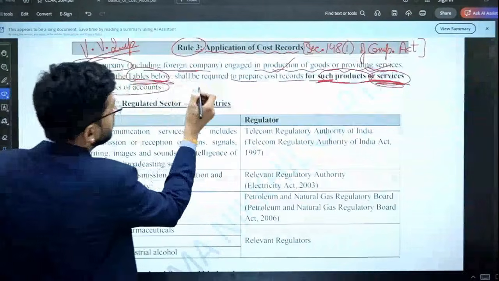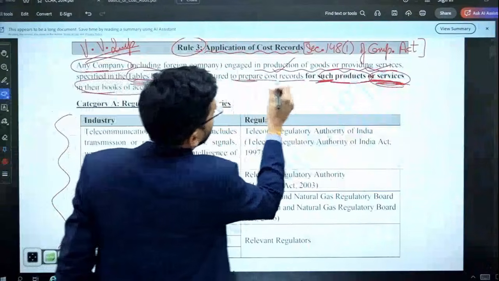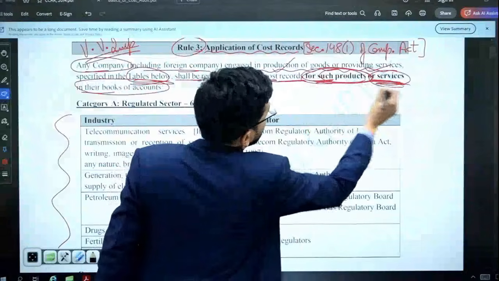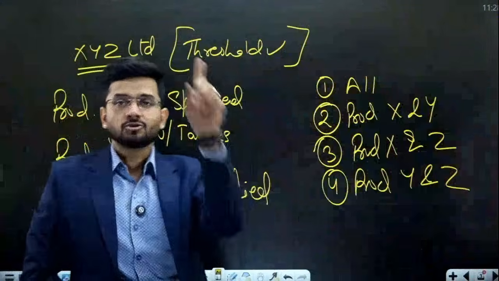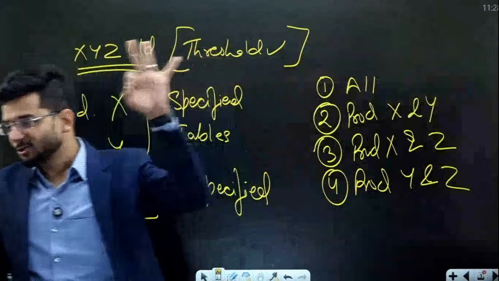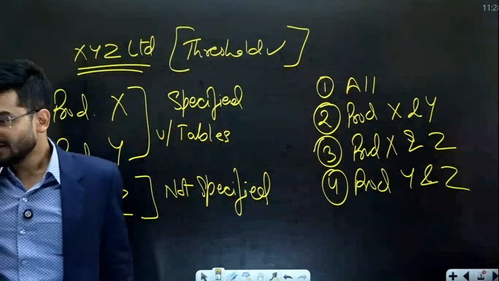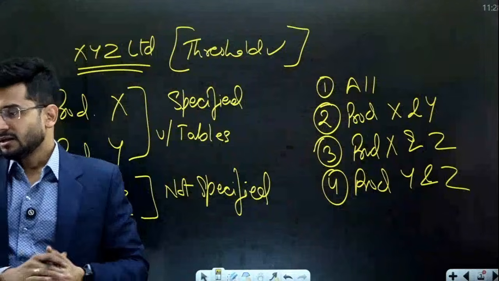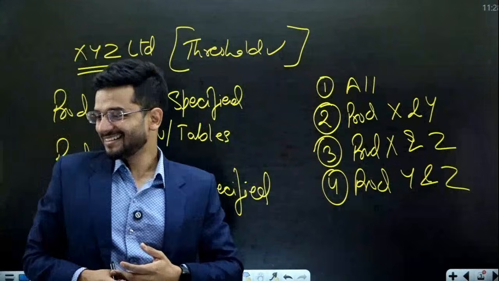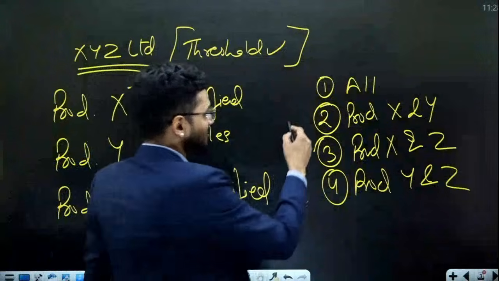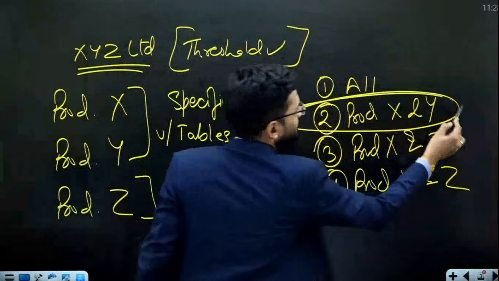Let me reiterate rule 3, okay? Shall be required to prepare the cost records for such products or services in their books of accounts. Now you need to tell me, after reading rule 3, as per rule 3, which all products should cost records be prepared for? Which all products? Very good answer, guys.